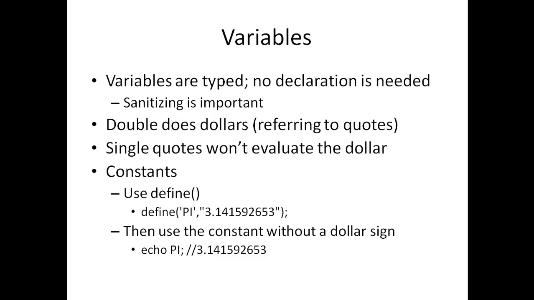And there are constants. You can use the function define to define an actual constant. And in order to echo that, you echo it without the $ sign. So here's a way to define pi out to 10 digits, or 9 decimal places, and then how to echo that constant.